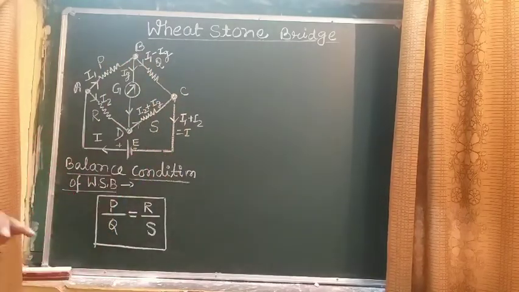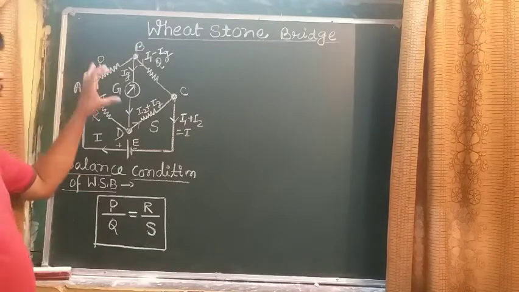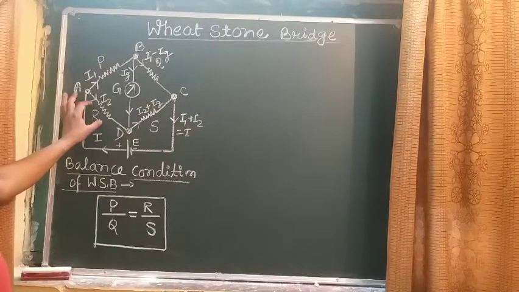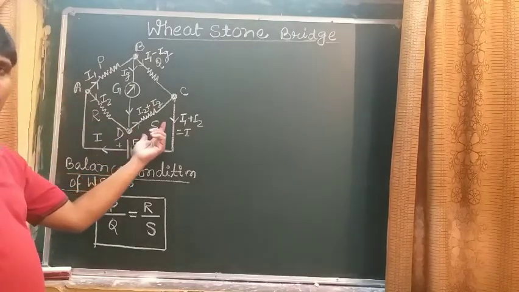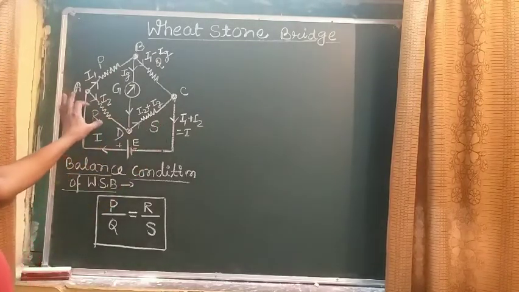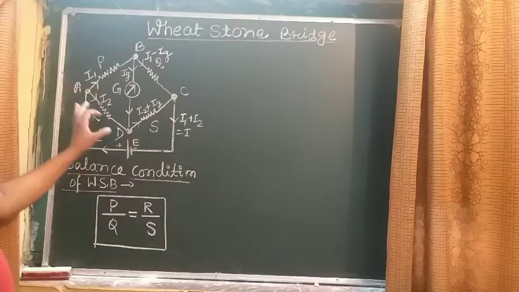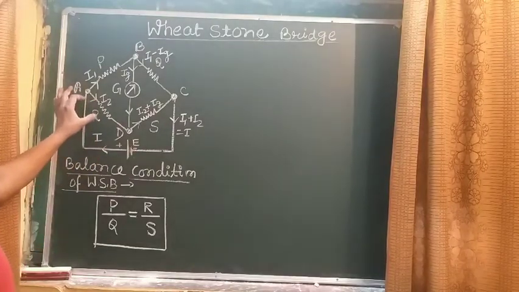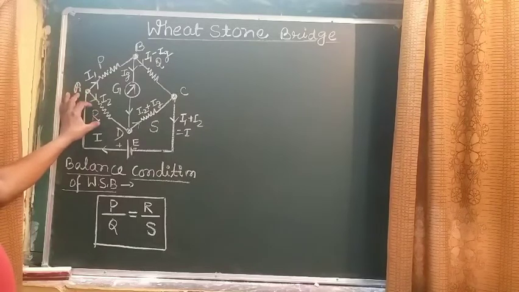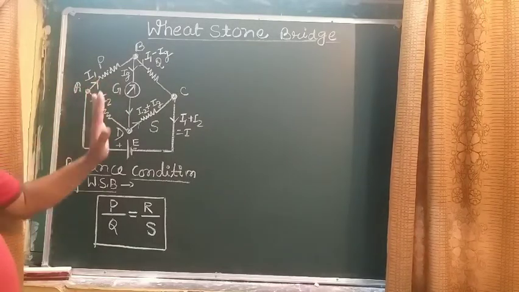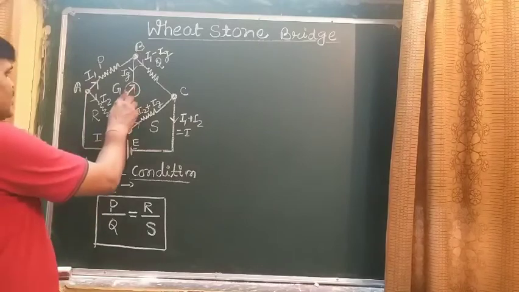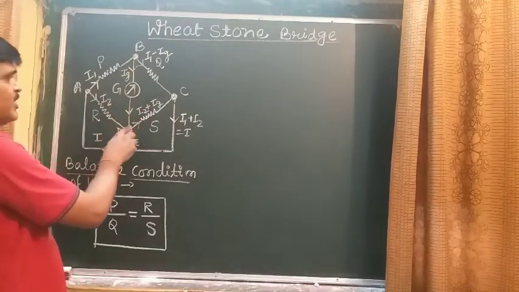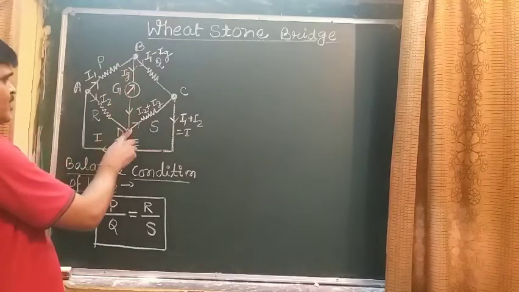And student, one thing should be remembered: by adjusting the value of resistance R, and here S will be the unknown resistance, and this is the standard resistance whose value is known. By adjusting the resistance in such a way that the galvanometer shows no deflection, it means there is no current flowing through the galvanometer.